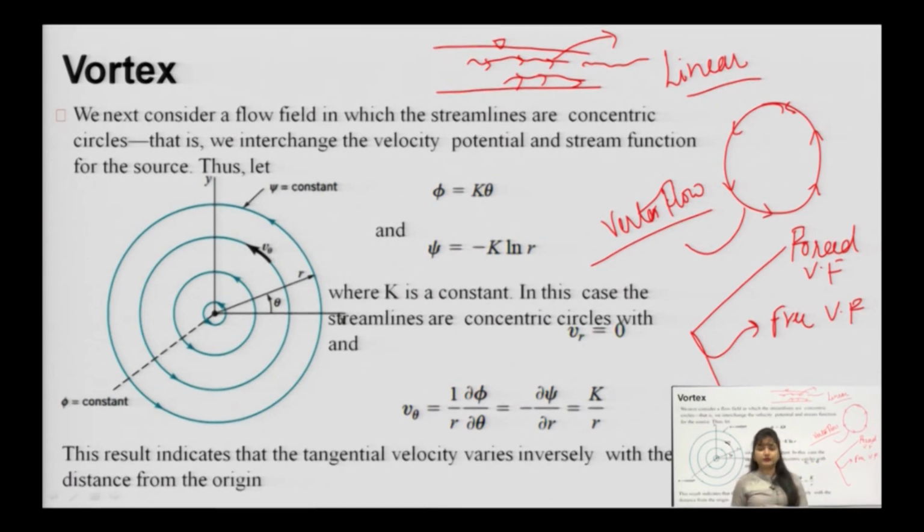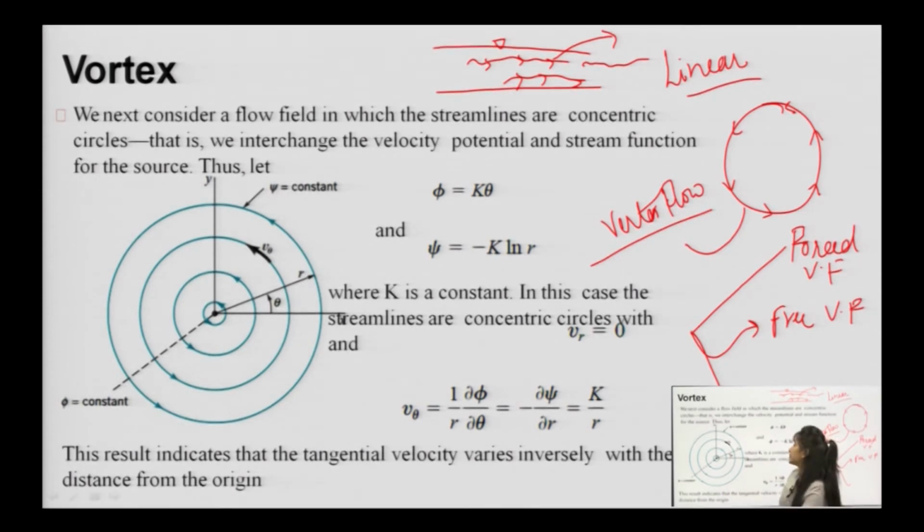Coming to the free vortex flow, if there is a tank or reservoir with a hole at the bottom of it, then the fluid flowing through that hole will have a free vortex flow because it follows a natural, by default phenomenon of circular path.